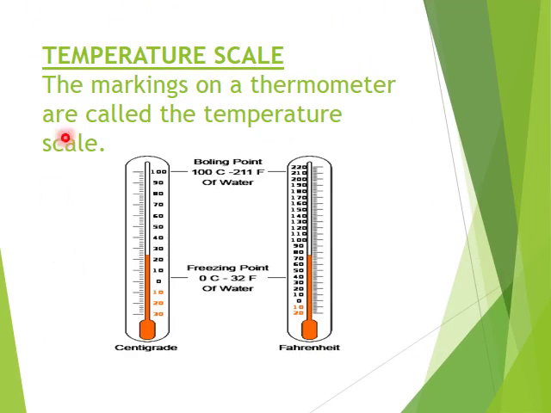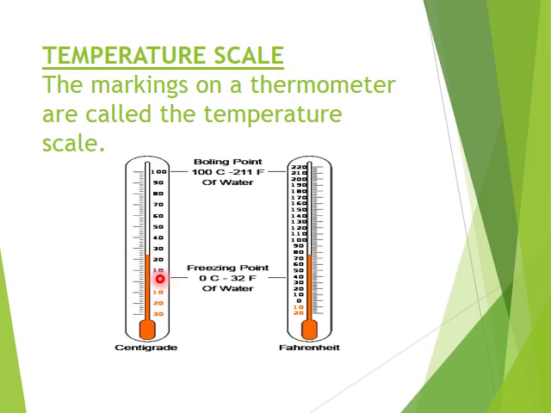My dear students, you can see here the temperature scale. In our daily life we usually use two types of scales. One is the Celsius scale and the second is the Fahrenheit scale. The glass tube of a thermometer has marking on it, and this marking is called the temperature scale. The level of the mercury on the scale shows the temperature in degrees.